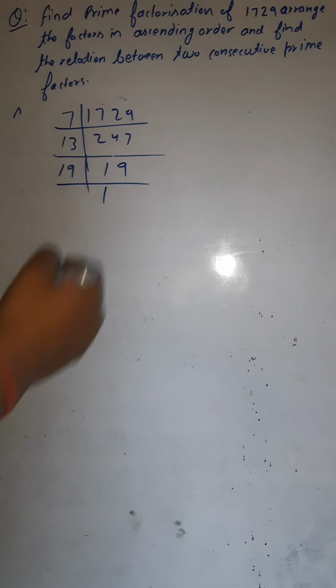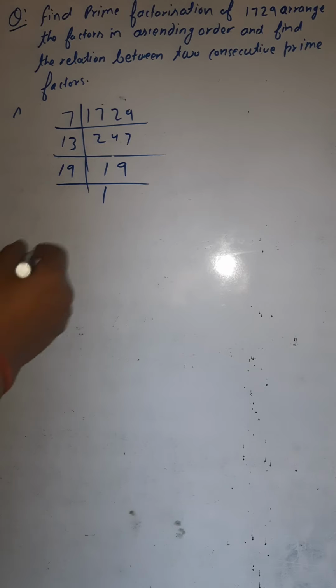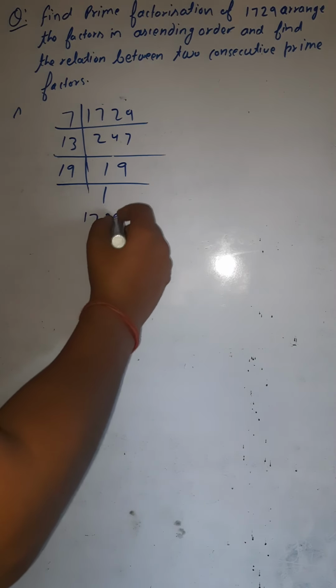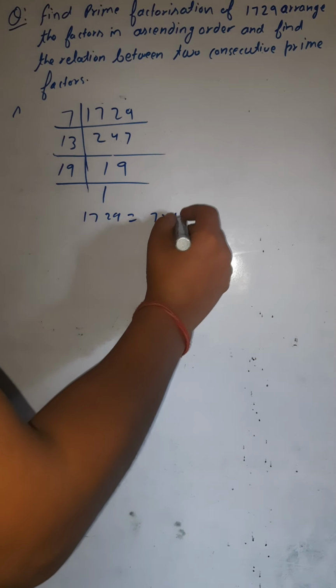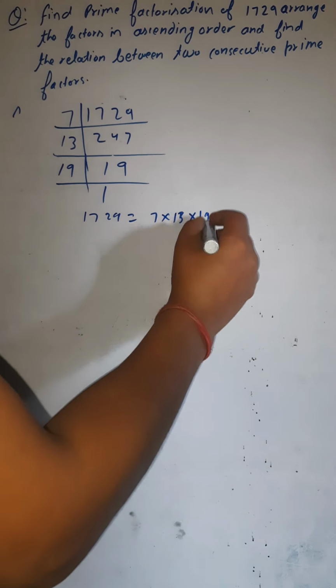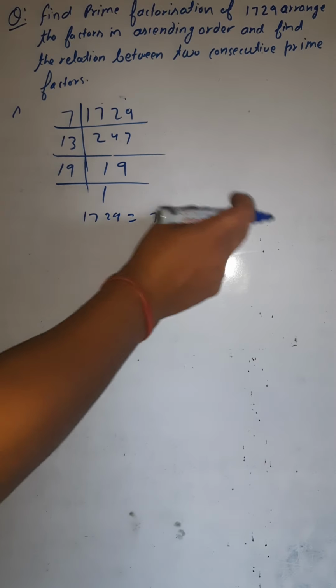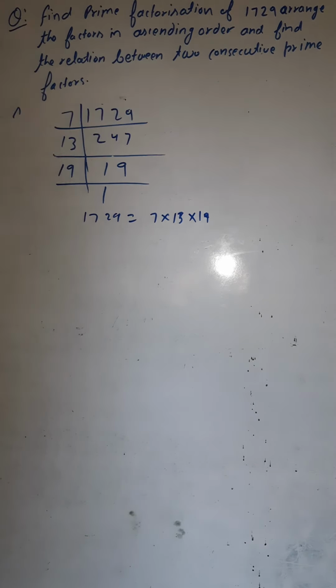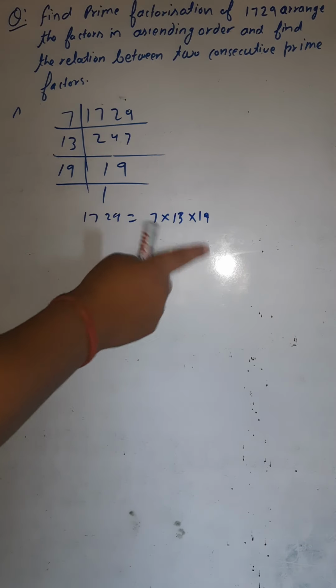Now we have to arrange the prime factors in ascending order. Okay, so you would write this as 1729 would be equals to 7 multiply 13 multiply 19. So this is how we have arranged them in ascending order. Now one more thing you have to find out. Find the relation between two consecutive prime factors. So what is the relation between two consecutive prime factors?